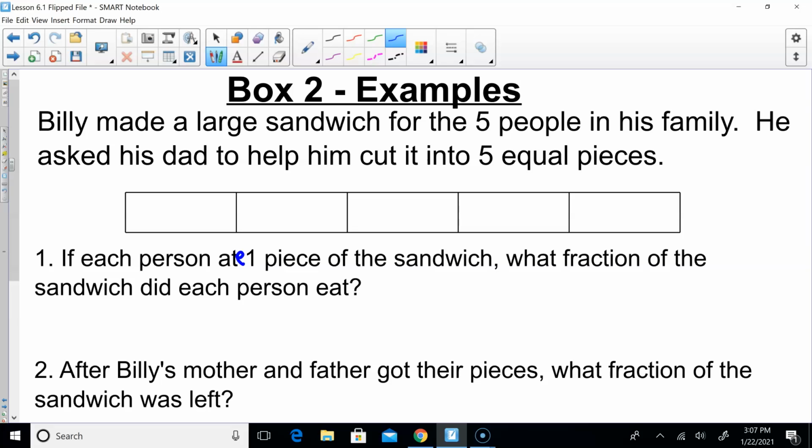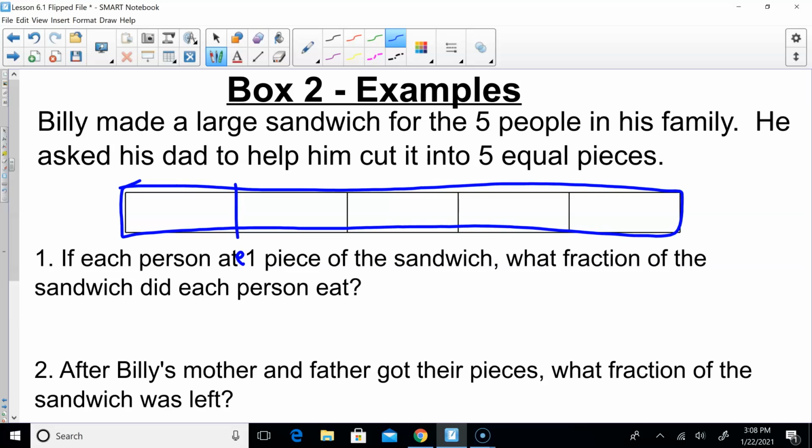Well, if this is the whole, so from here all the way over here is the whole, and you cut it into 1 piece, 2 pieces, 3 pieces, 4, and 5. So that means this would be 1/5, 1/5, 1/5, 1/5, and 1/5. With that, if each person ate 1 piece of the sandwich, what fraction of the sandwich did each person eat? It would be 1/5. They ate 1 piece out of the 5 possible that made up the whole.